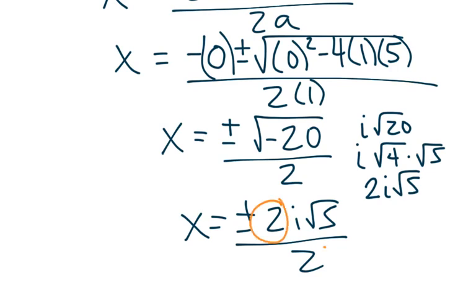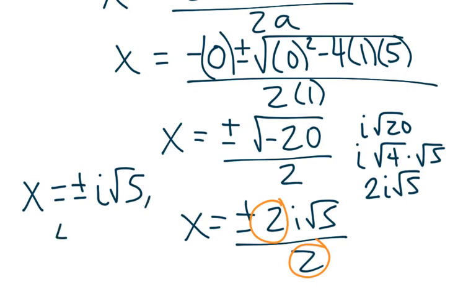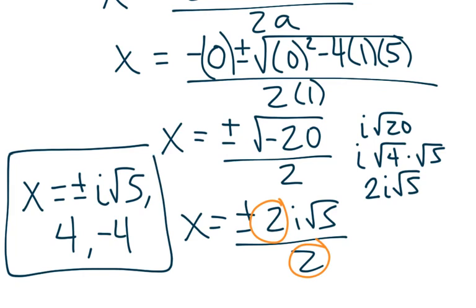Now I'm going to look at the two whole numbers. They're both divisible by 2, so I'm going to divide both of them by 2. So x equals plus or minus i square root of 5. And then don't forget at the very beginning we found a 4 and a negative 4. So all of those are answers to the polynomial.